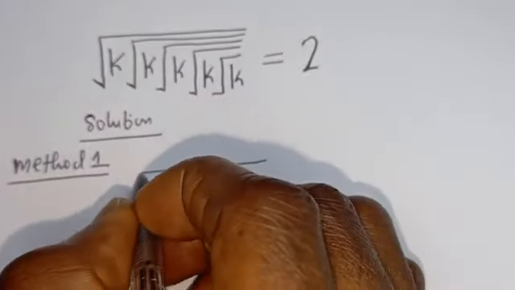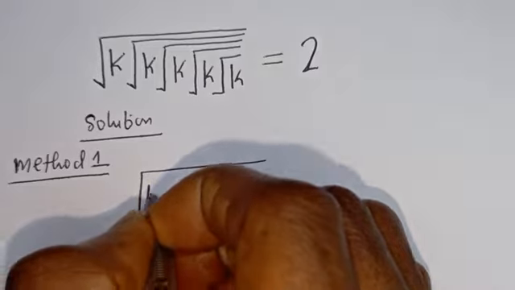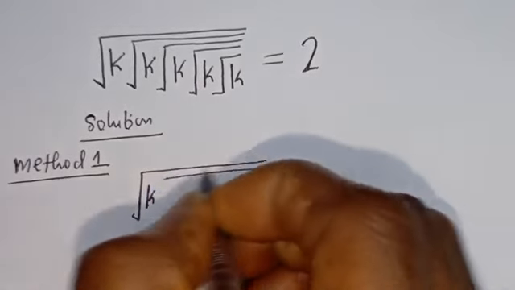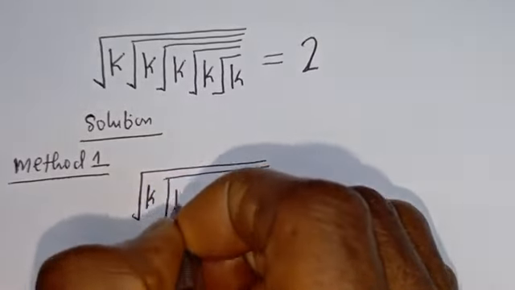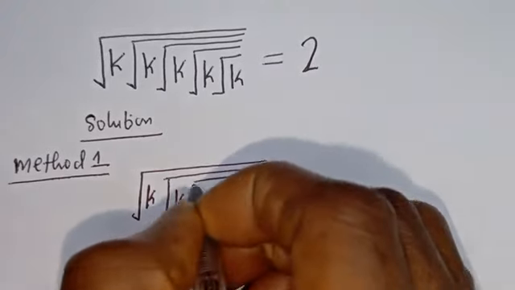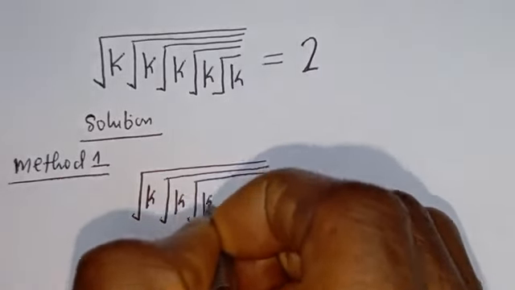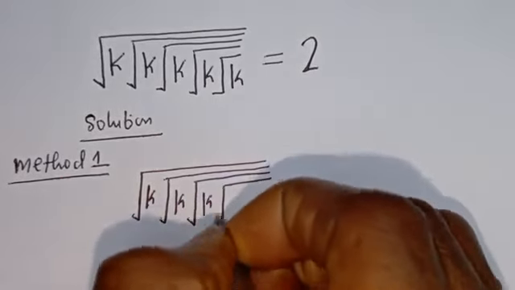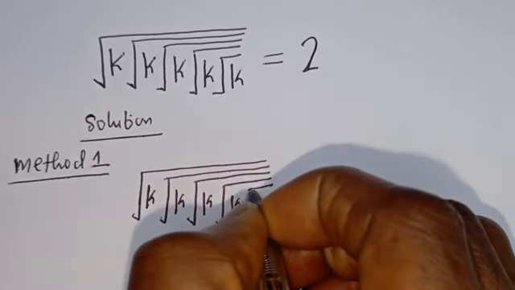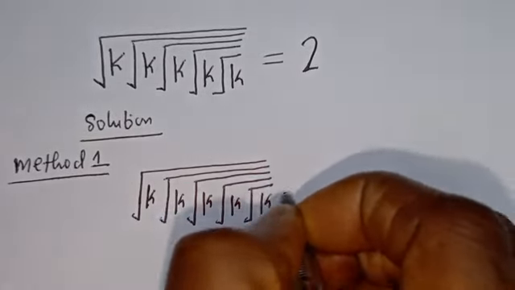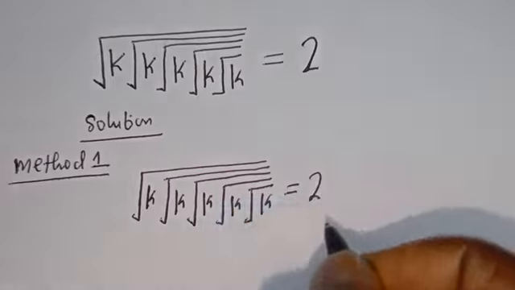We have square root of k, square root of k, square root of k, square root of k, square root of k is equal to 2.